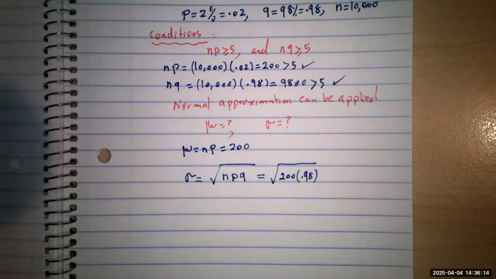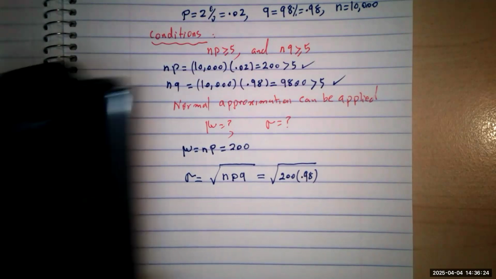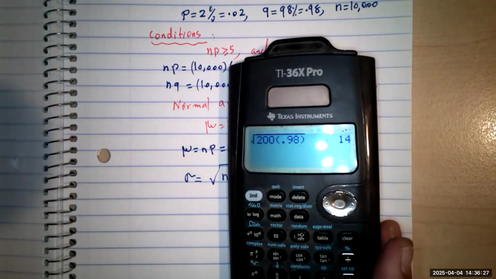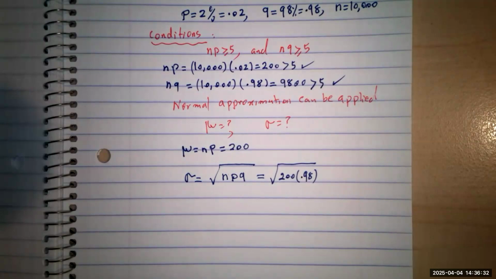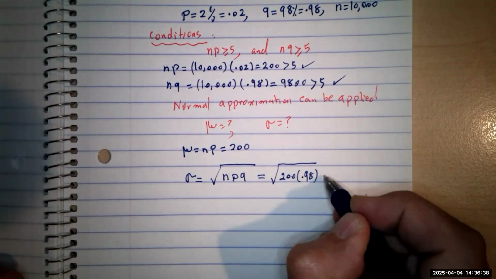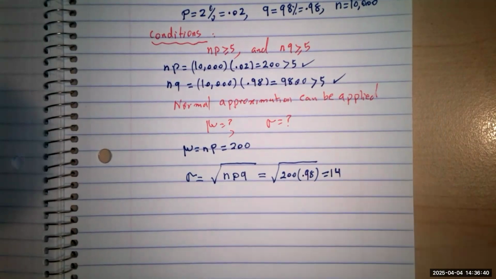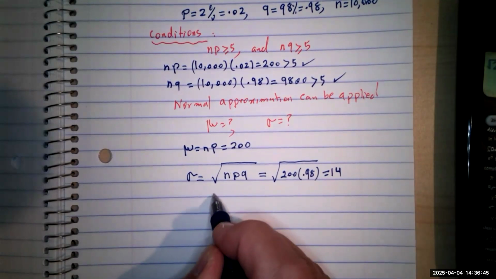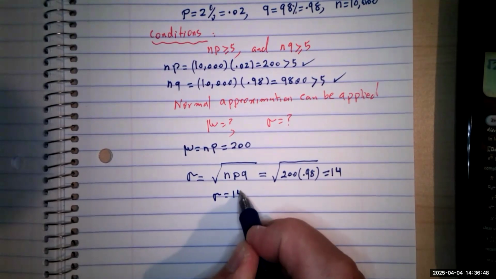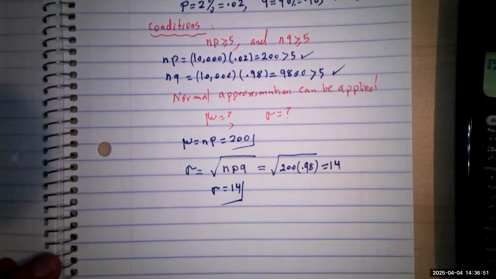So, and this is it. The first part is 200, 200 times 9.8, and then the square root. So I got 14 here. Okay, it's correct. It's 200, and so we get a 14. That's it. So we have the sigma, so the standard deviation is going to be 14. So we have the mean, and that's it.